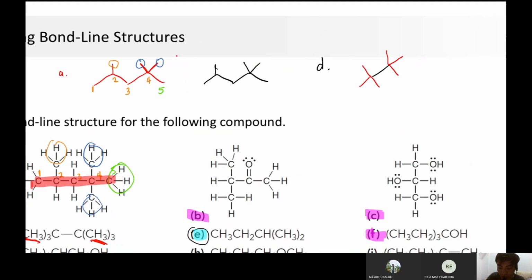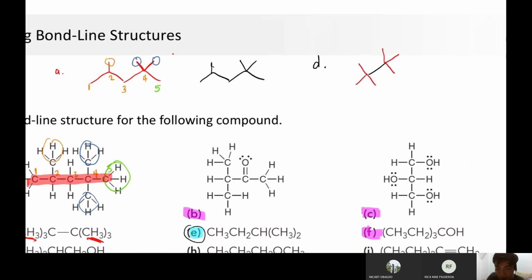Sir, pwede na ba yung drawing na yan? Pwede na yan. Hindi ko nga ma-drawing na maayos, eh.